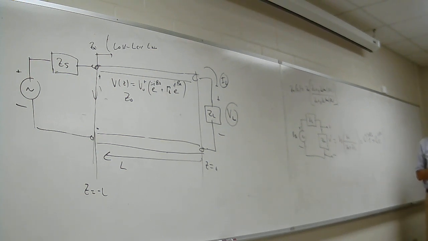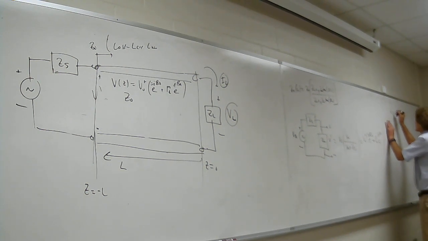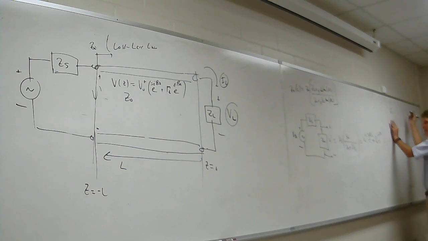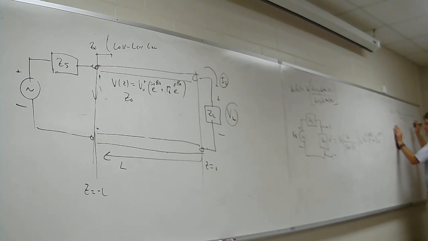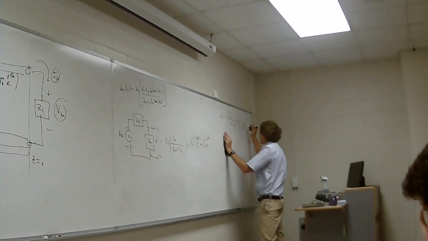You all with me? Now, I need V0 plus. Now watch this. I take this and I divide it into that. And I can say that V0 plus, which is going to be a scalar, is going to be Vs times Zn over Zn plus Zs. It's that, and it's got to be divided over 1 over e to the j beta L plus the reflection coefficient of the load times e to the minus j beta L.